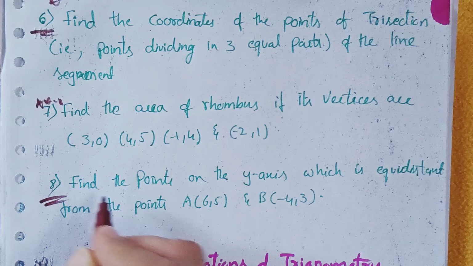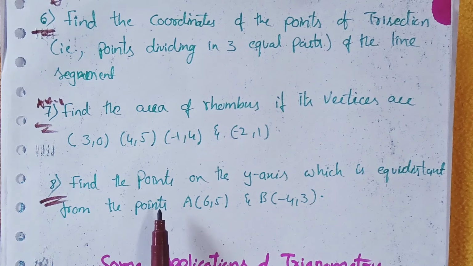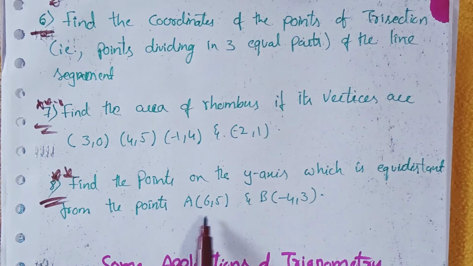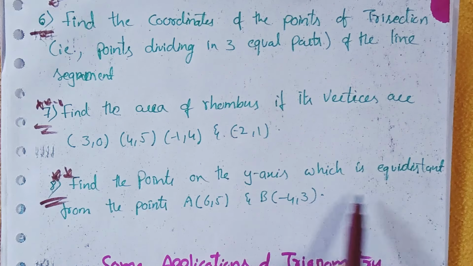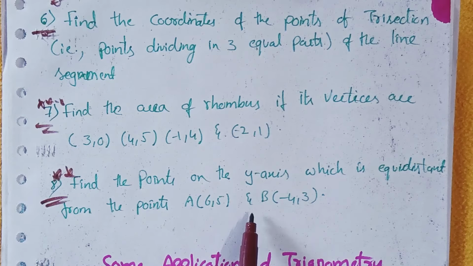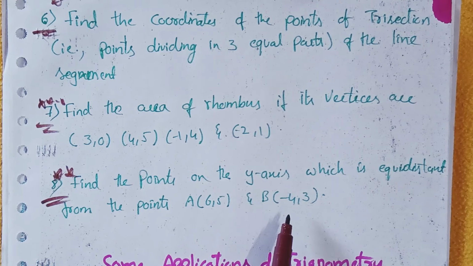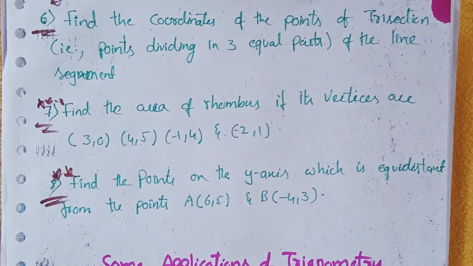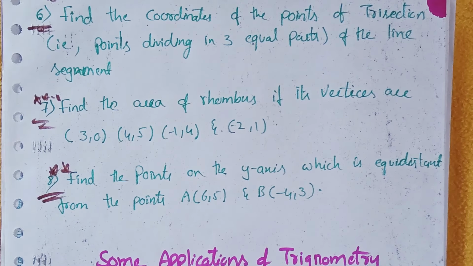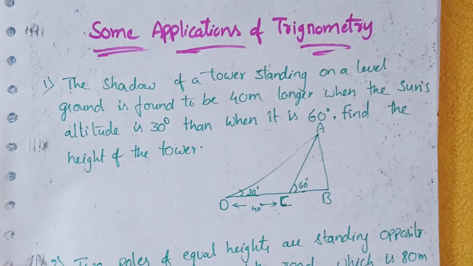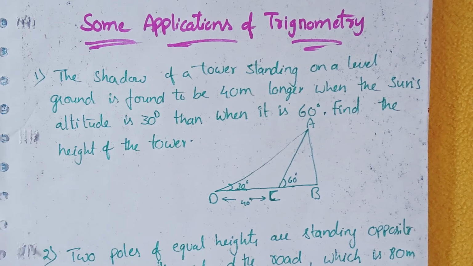Okay, next, eighth question is, find the points on the x-axis which are equidistant from the points A (6, 5) and B (-4, 3). Understood, guys? Okay, this is all about coordinate geometry, important questions. Okay, let's move on to the next chapter, that is some applications of trigonometry.